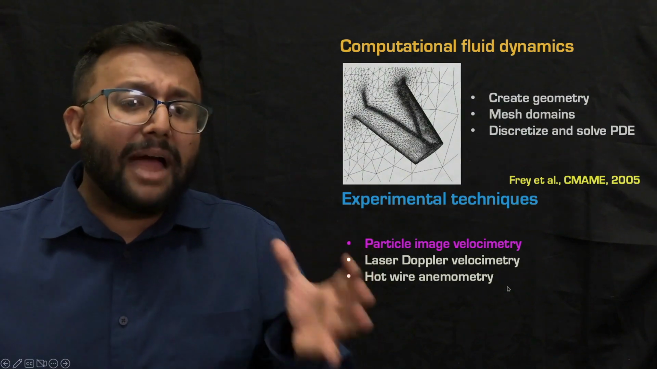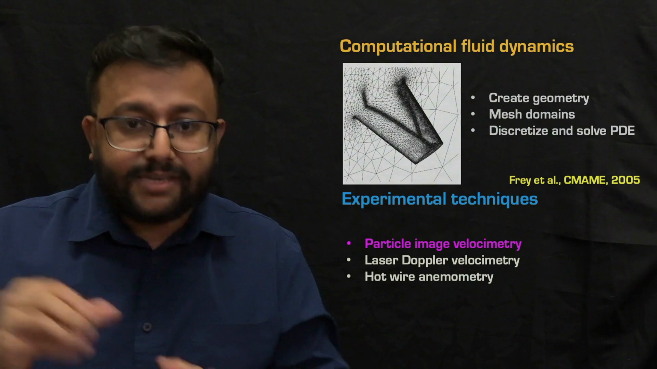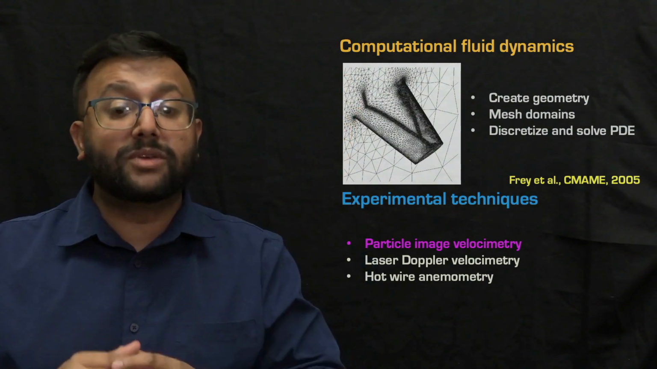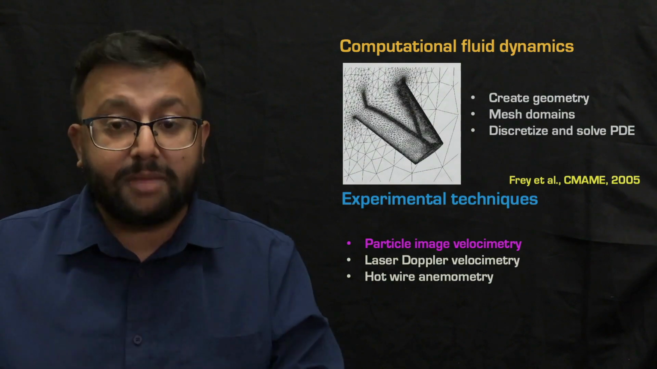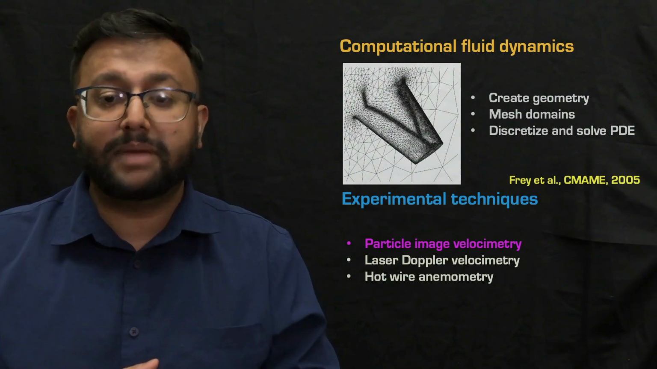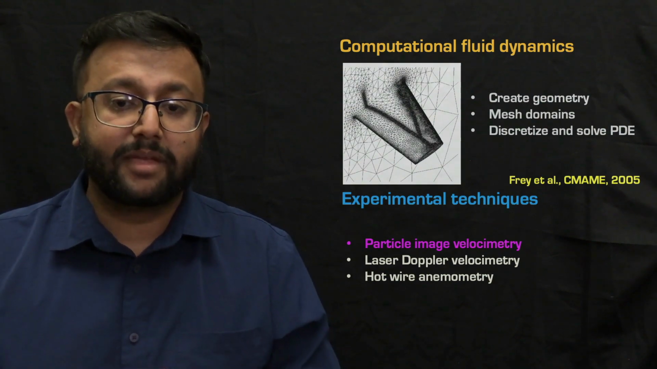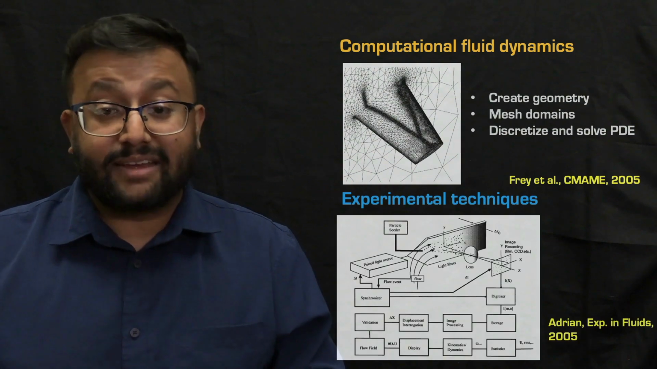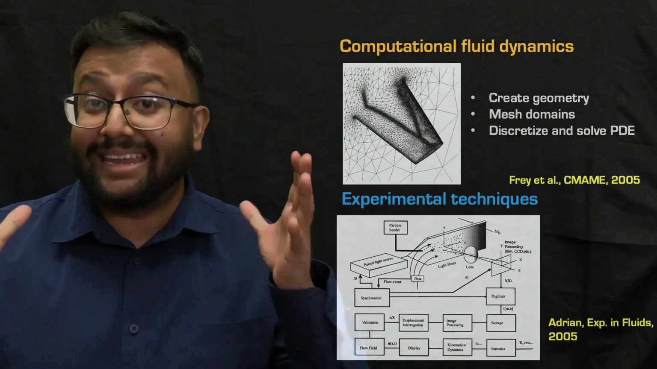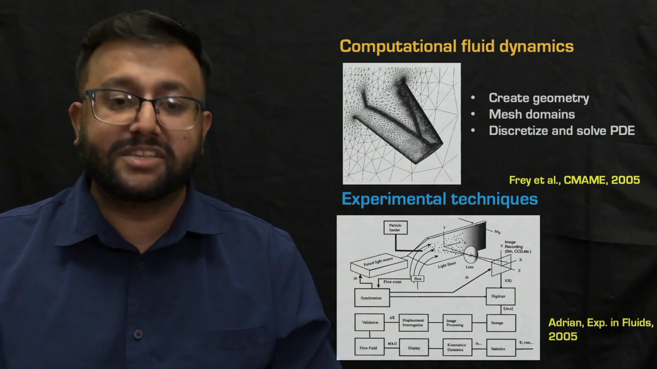So a typical pipeline for performing computational fluid dynamics is to create a geometry that you care about, then mesh a computational domain with grid points, and then discretize and solve the governing PDEs, or the conservation laws that we discussed before. Experimental techniques require a lot of careful instrumentation and calibration to make sure that it captures the underlying physics well.